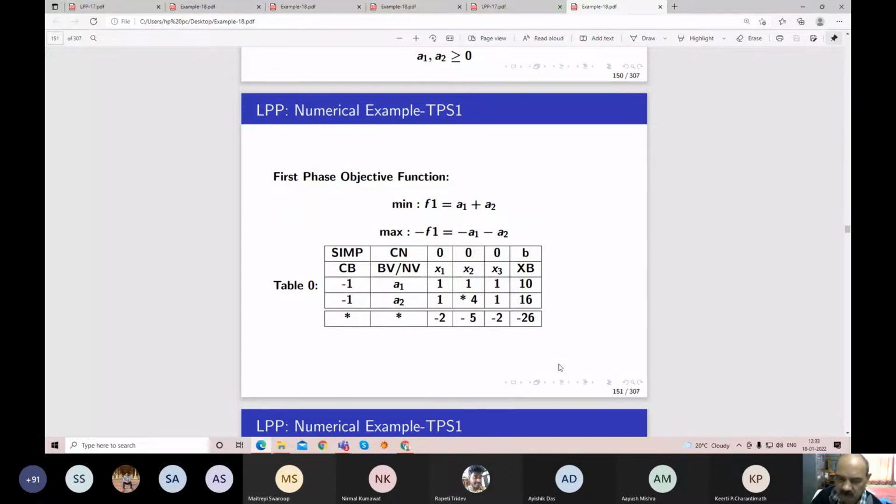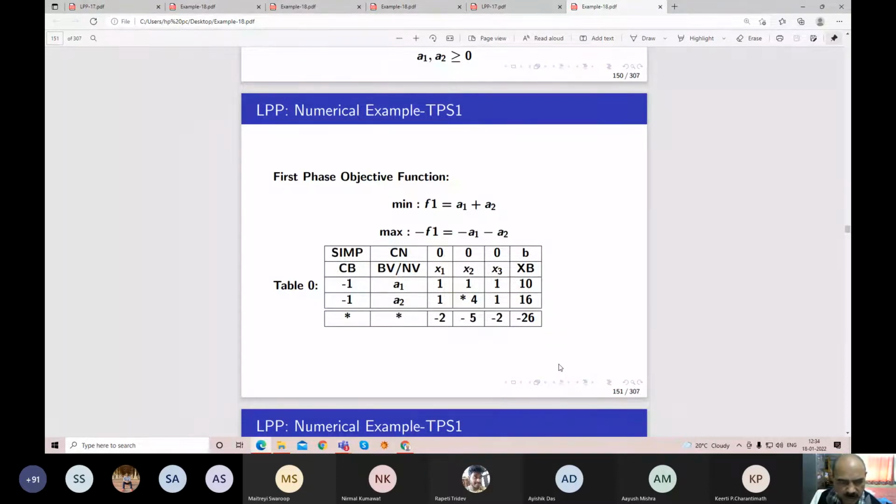Whatever the value, if it is positive, you add. If it is negative, you subtract. If it is 0, nothing to worry. So if it is positive, you add. If it is negative, you subtract. But if it is 0, nothing to worry. Okay, that's all.